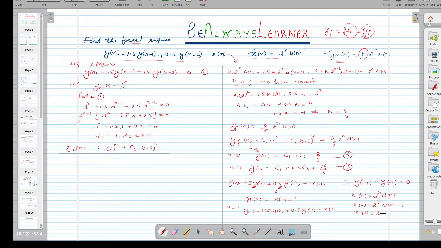This will be 2 raised to the power 1 u[1]. So this comes out to be 2. So we can calculate, because this is representing the initial value, so this value is 0. y0 is 1. So we can write y1 minus 1.5 is equal to x1. x1 is 2. So from this we can imply that y1 जो हमारे पास आएगा that is 3.5.